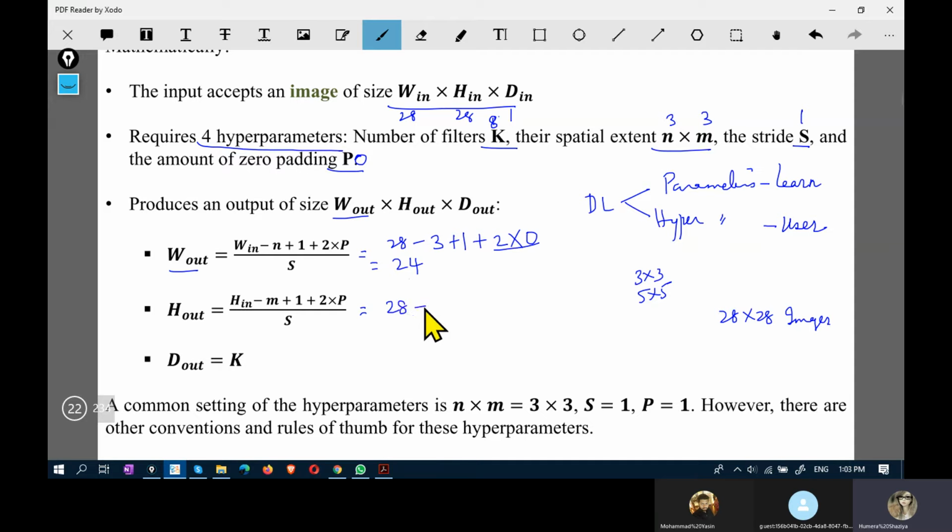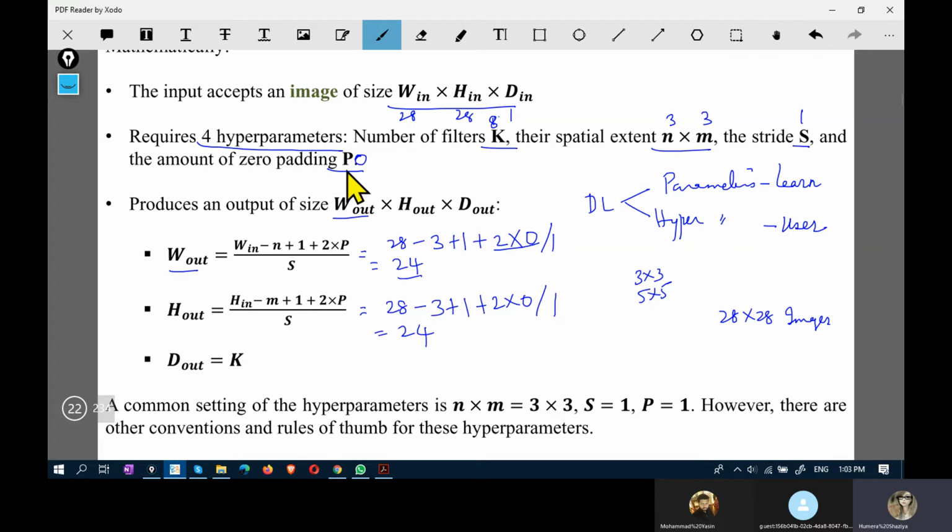This is 28 minus n, n is 3, plus 2 into 0, divided by S, S is 1. So it is divided by 1. The height is also divided by 1. Students, is it making sense?